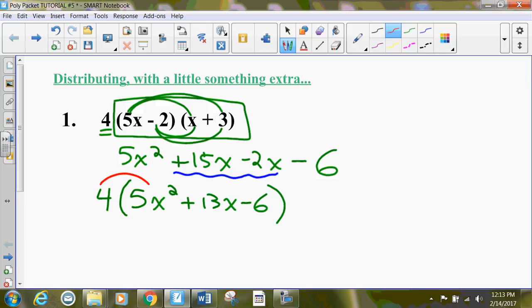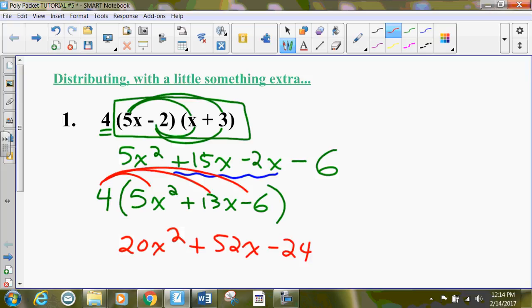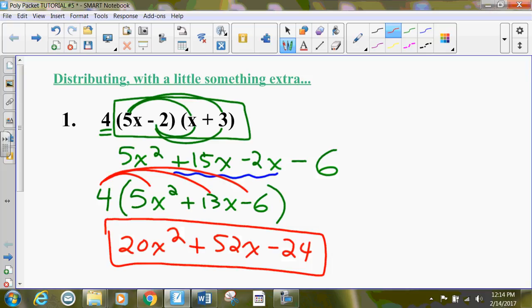So 4 times 5x squared is 20x squared. 4 times 13x is 52x. And 4 times negative 6 is negative 24. Take a quick look and see if there's anything we can combine, any like terms. Nope, I don't see any either. So that's our answer.